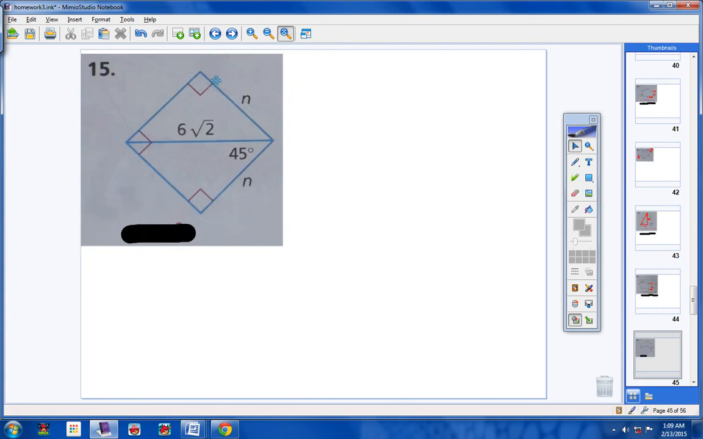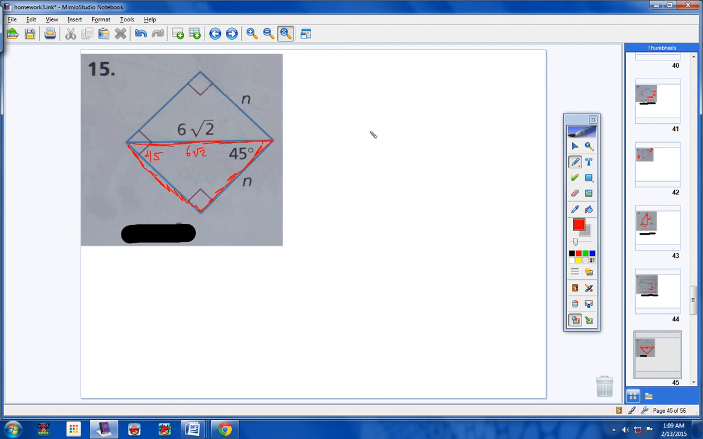Alright, number 15. Well, let's see what we've got here. This is 45 degrees here, and this is 45 degrees right here, okay? So I have a 45, 45, 90 triangle right here. And I know that because 45 plus 45 plus 90 is 180, okay? So forget the rest of this triangle. I know this hypotenuse right here is 6 square root of 2.